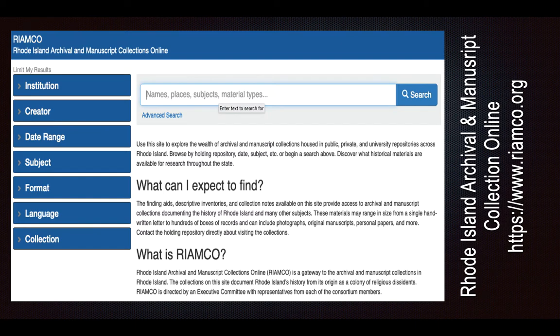Now, the first one is a statewide aggregator. This is the Rhode Island Archival and Manuscript Collections Online. It's a gateway to archival collections at Brown University and repositories across the state of Rhode Island. So this is something that is similar to what we are talking about here. Here the finding aids are made available through the discovery system as well as where that collection is at.